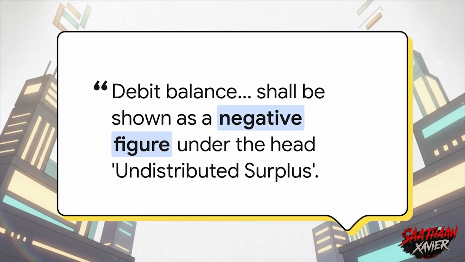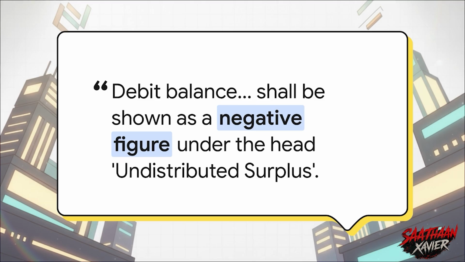Completely wrong. This is where the deep, meaningful transparency happens, and for you exam candidates out there, this is exactly where examiners love to set their traps. For instance, the regulations around reserves and surplus explicitly state that a debit balance from the P&L, meaning a loss, a negative surplus, shall be shown as a negative figure under undistributed surplus. This is a huge trap.